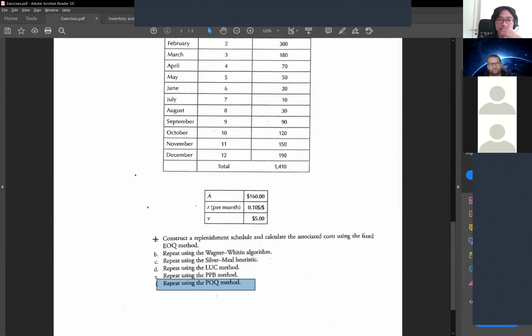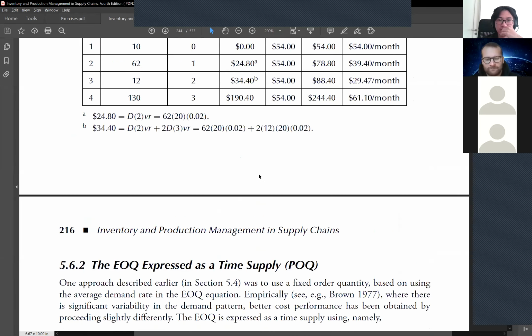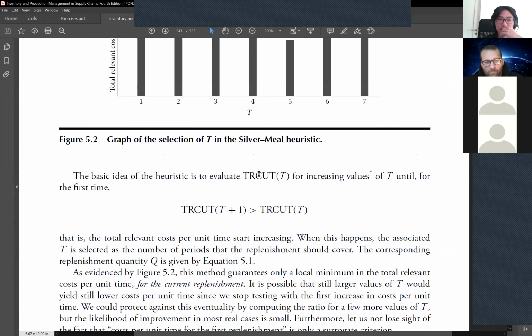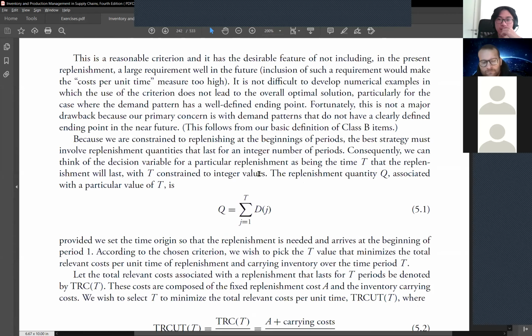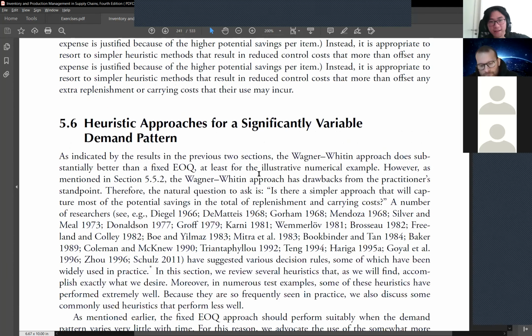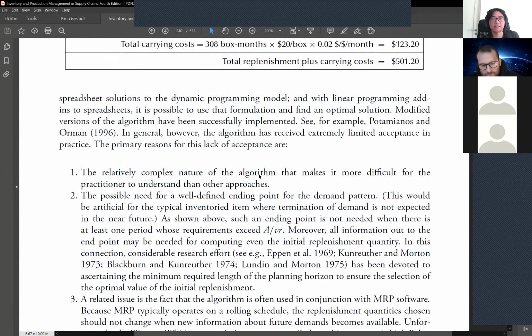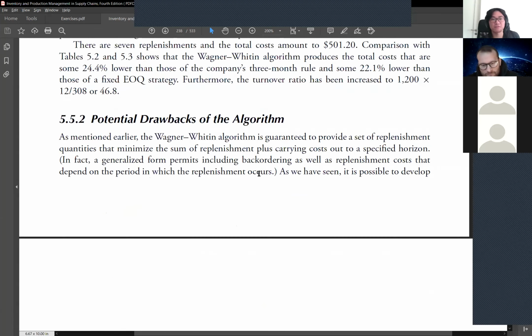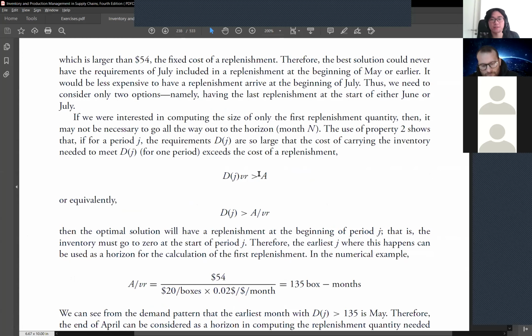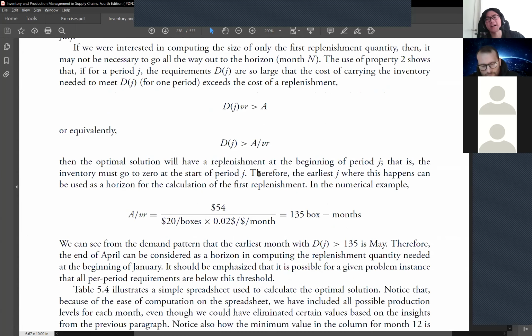The last one is the hardest one, which is the Wagner-Whitin algorithm. And it is thoroughly explained in the book. But even if I have read it several times, I'm still not 100% sure what the idea is behind it.